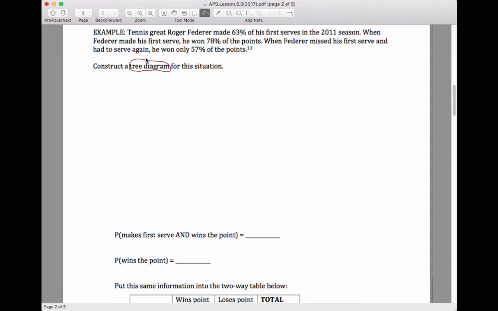It's especially good when you have a first thing and a second thing, or a condition that has to happen first and then a second thing. The problem is set up so that a certain percent of the time he makes his first serve, and after that happens, he either wins the point or doesn't win the point for that particular game. So we set up a tree diagram where the first branching represents whether he made his first serve or missed his first serve.